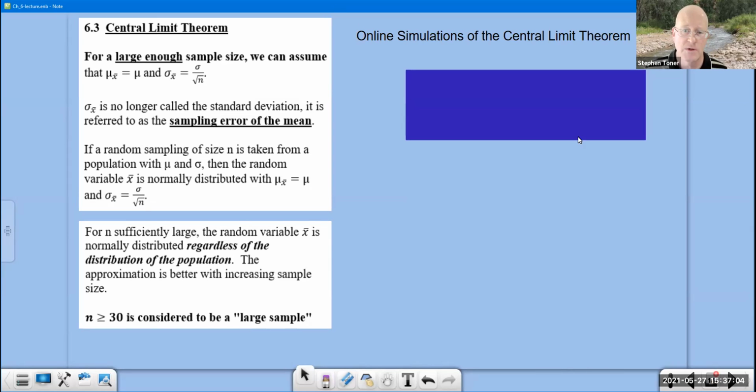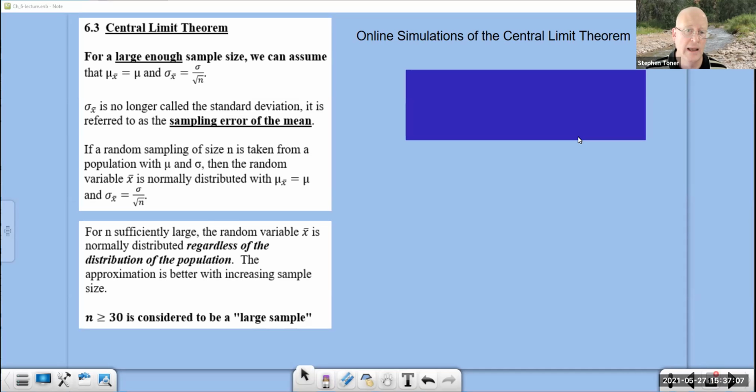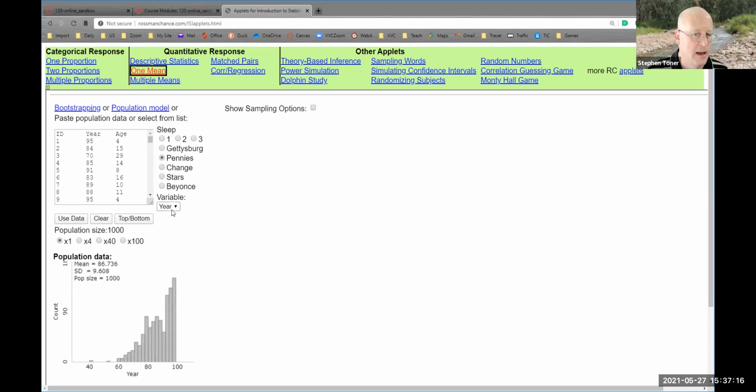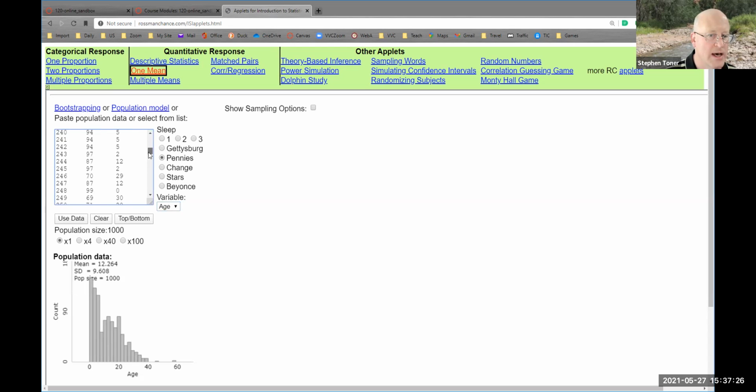Now we're going to take you over to this website right now where I have already identified a bunch of different data sets. Now I'm going to choose the data set called pennies, and I'm going to focus in on the ages of these pennies. What happens when I choose this is they've got a rather large data set already typed in with 1,000 pennies. And the age of all the pennies are listed here. It tells us what year the penny was and what age this was.